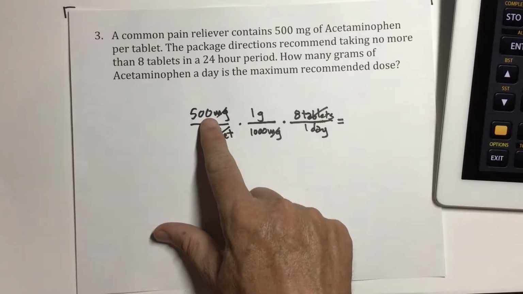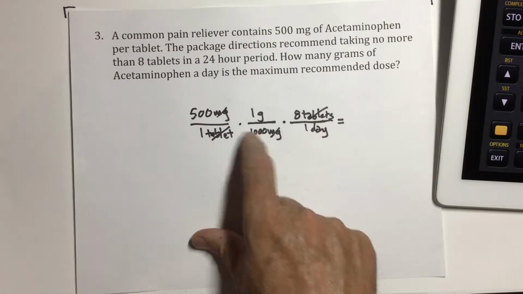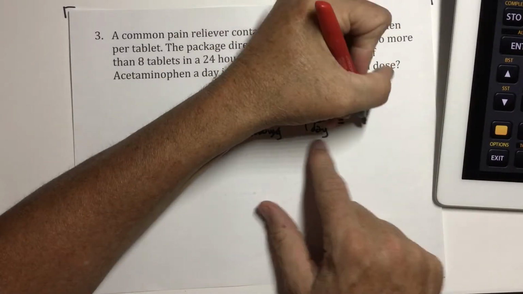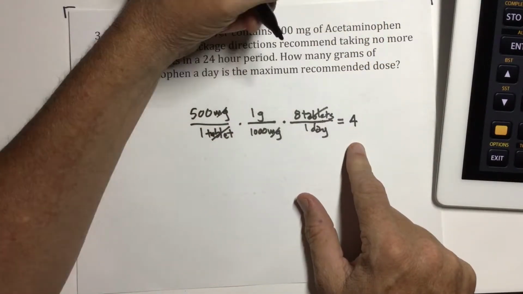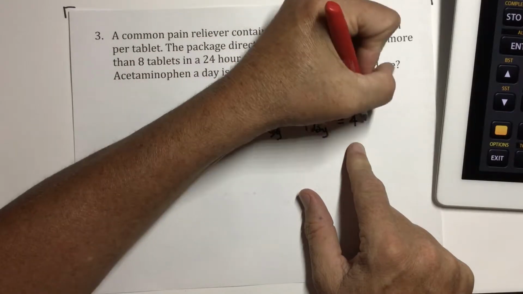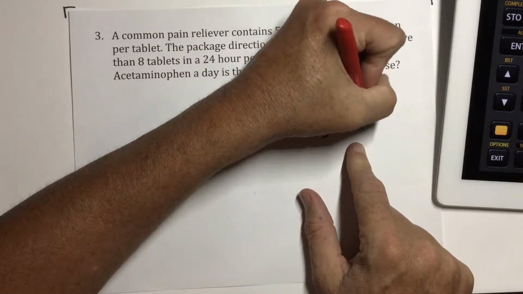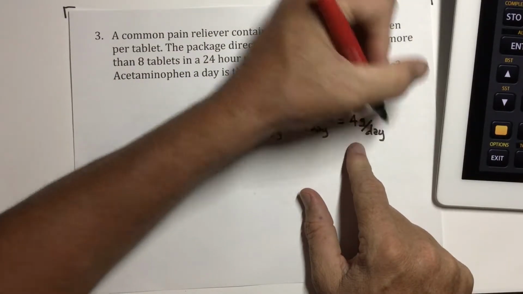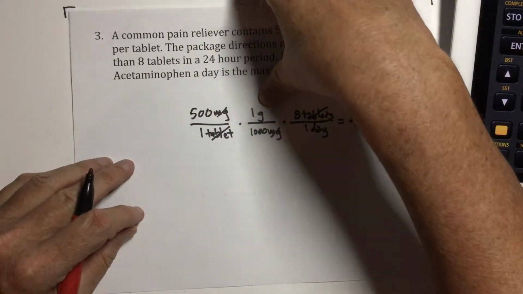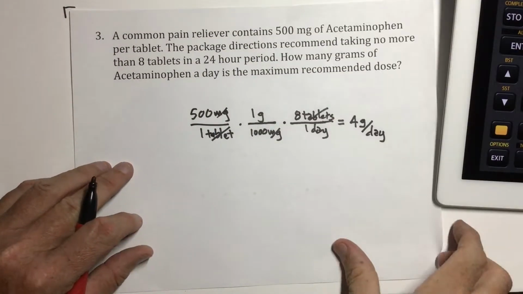So 500 divided by 1,000 is 0.5 times 8 is 4. So 4 grams per day. Done. There we go.